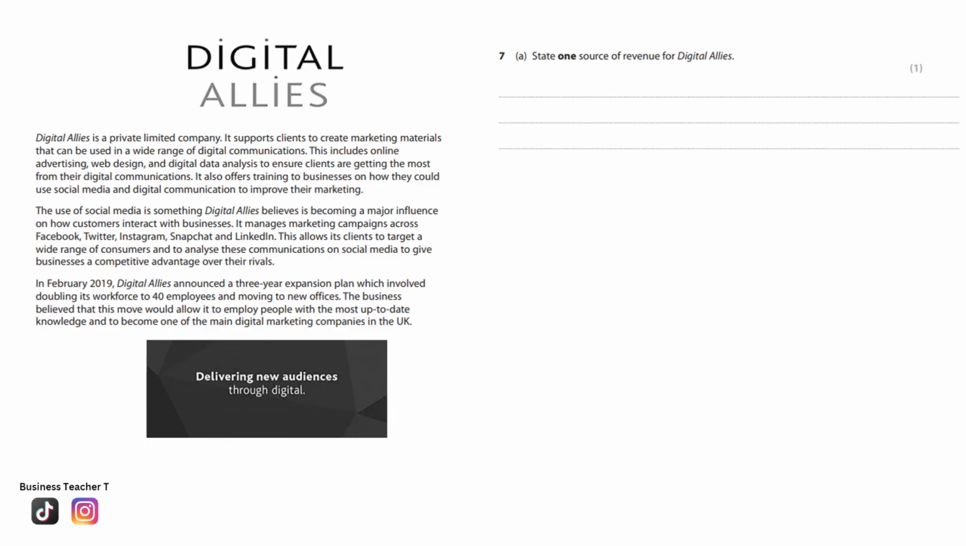In February 2019, Digital Allies announced a 3-year expansion plan which involved doubling its workforce to 40 employees and moving to new offices. The business believed that this move would allow it to employ people with the most up-to-date knowledge and to become one of the main digital marketing companies in the UK.